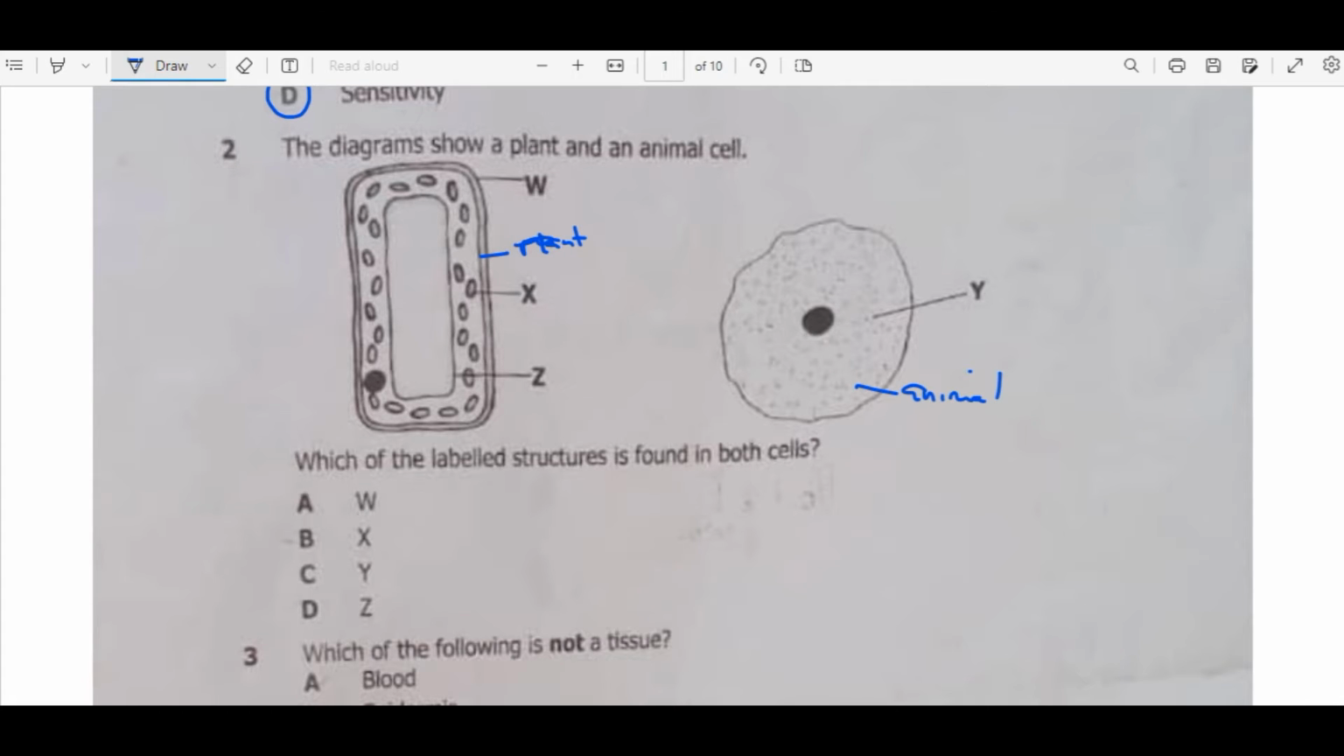You will find cytoplasm in both animals and plants, because that is where food is stored for a cell. And then Z is the vacuole. You will not find it in animals. So the answer here is C. And then we can move on.